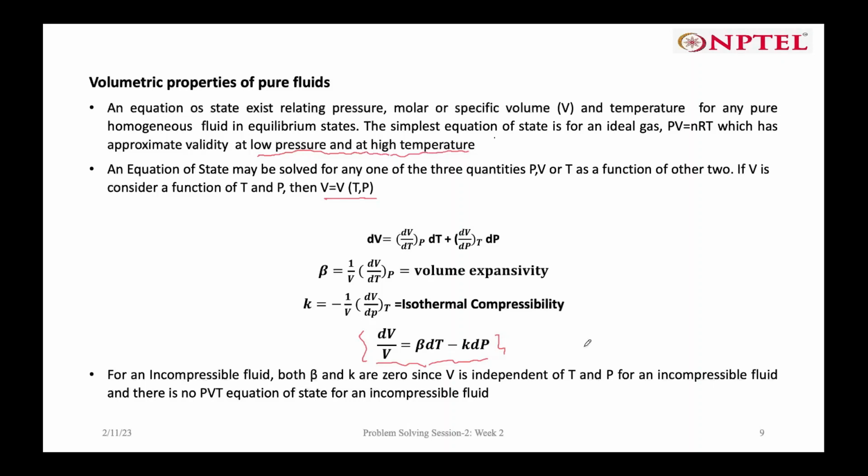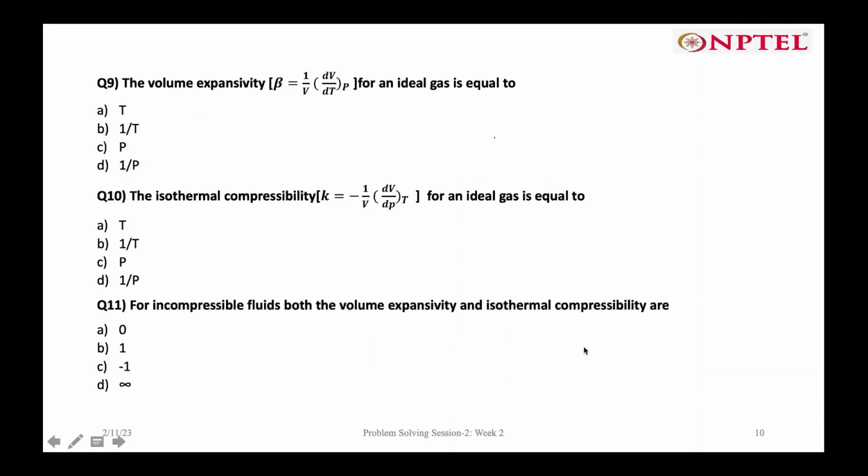Based on that, we will see some problems. Question 9, the volume expansivity. Here a relation is given: beta is equal to 1 by V, for an ideal gas is equal to. Options are given.